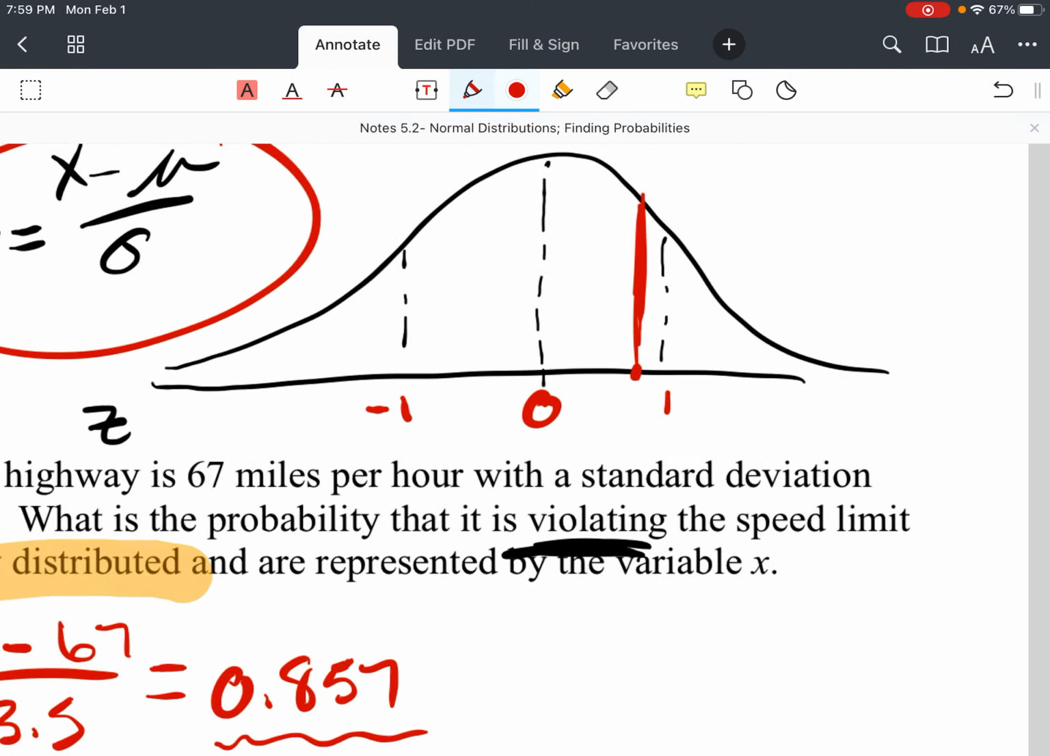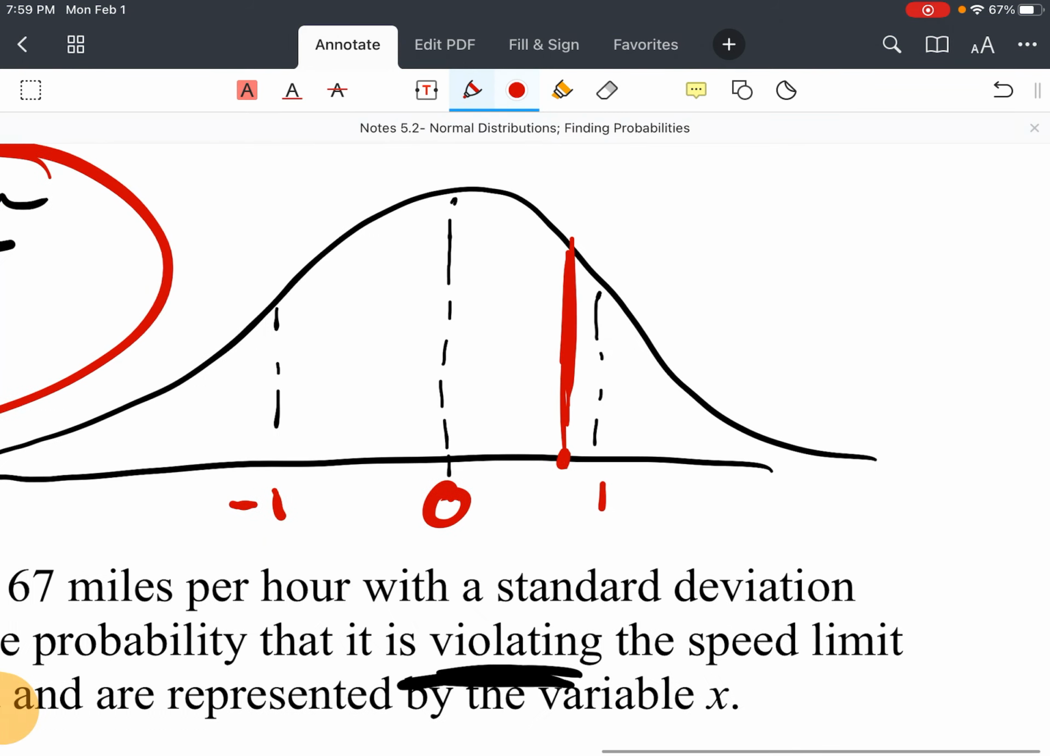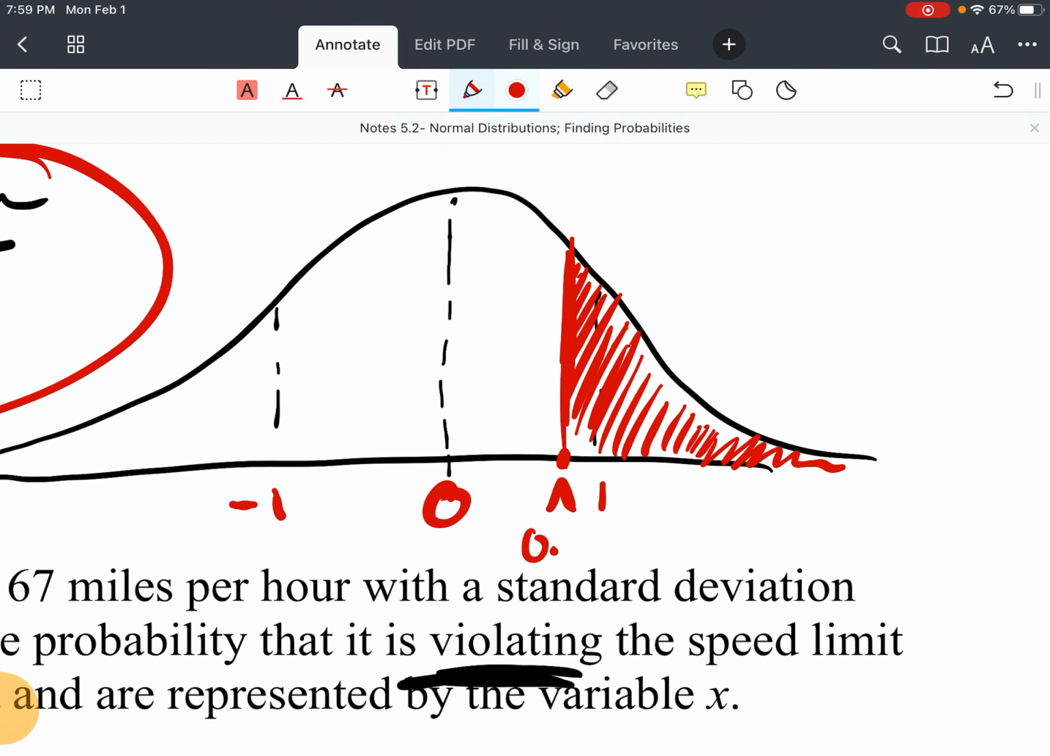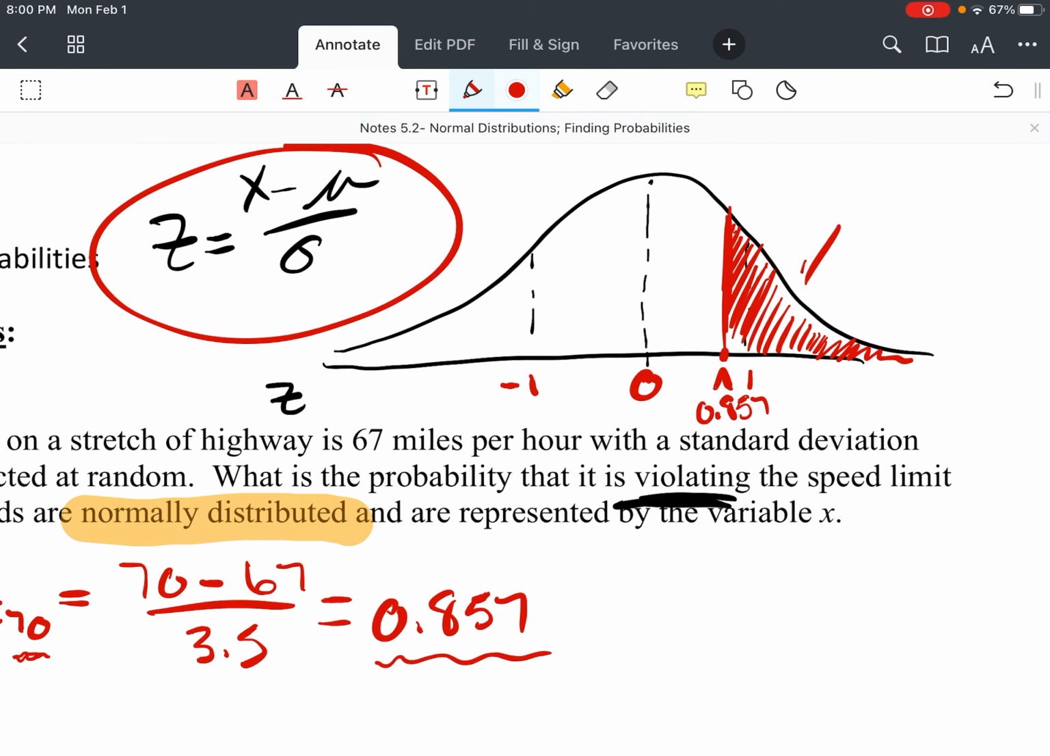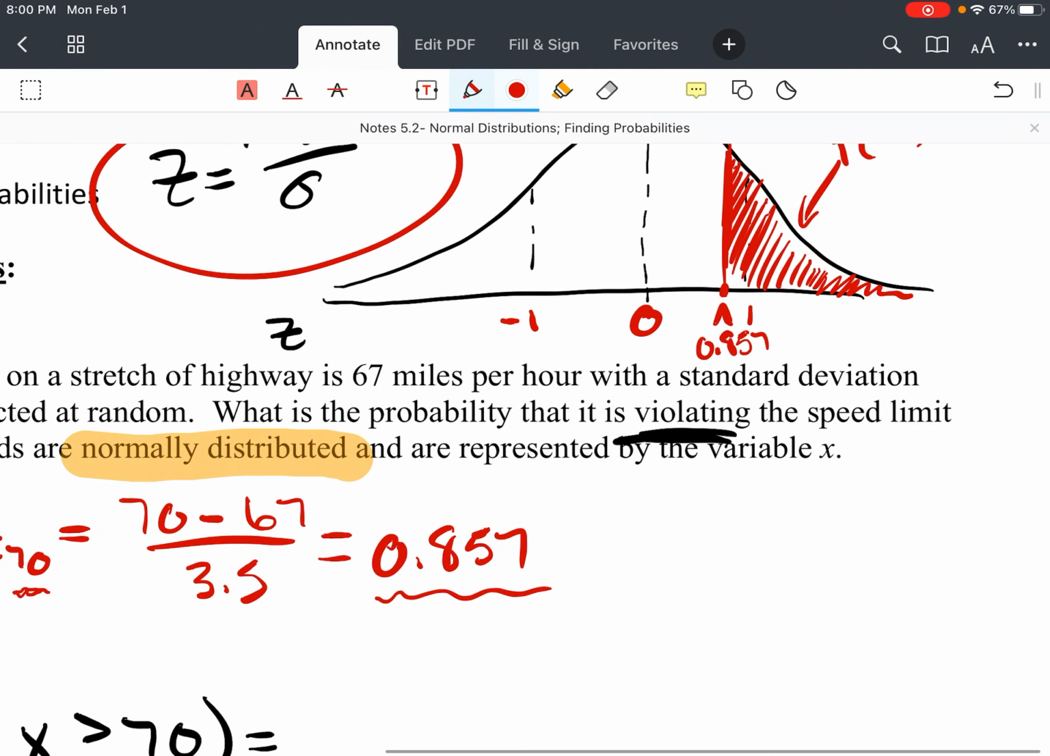The probability that we're looking for is that x has to be greater than 70. So again, looking at this standard normal distribution, what we're looking for is the area to the right. This goes back to section 5.1, but we're looking for the area to the right of this point, 0.857. We're trying to figure out what the probability is here.